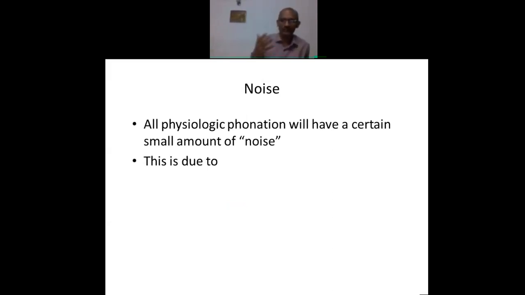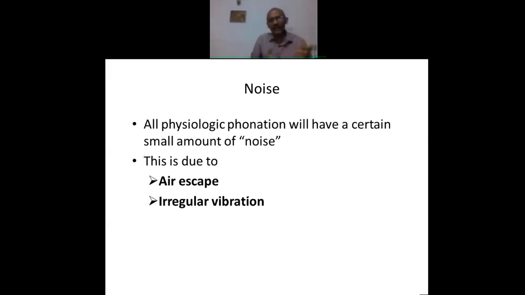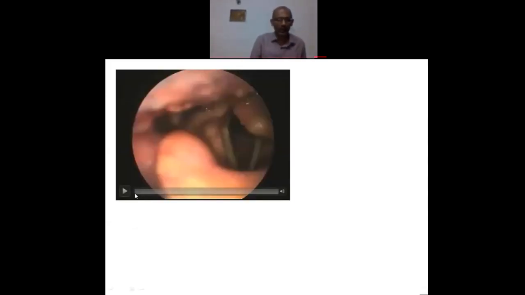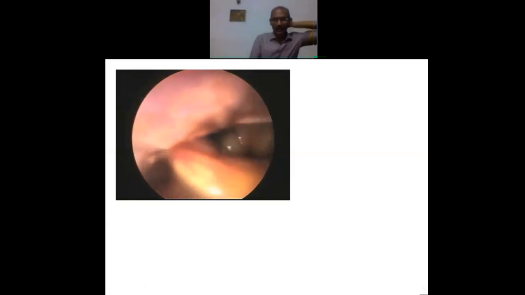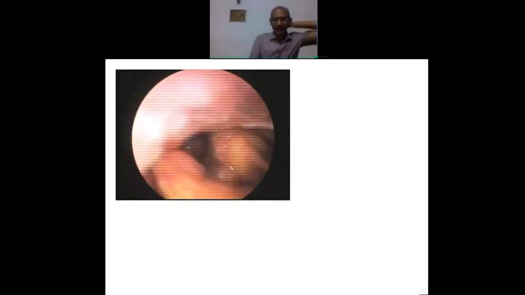There is always noise. Noise is something that is unwanted. In electricity there is electrical noise, anywhere there is noise. So in phonation, all physiologic phonation will have a certain small amount of noise. The two main factors causing noise are air escape, so there's always a little bit of air escaping between the vocal folds, and irregular vibration. But pathology would increase the air escape and irregular vibration. I'm showing two common conditions, or at least one. This is the common condition causing an air escape. What is it? A unilateral vocal fold palsy, which causes it.